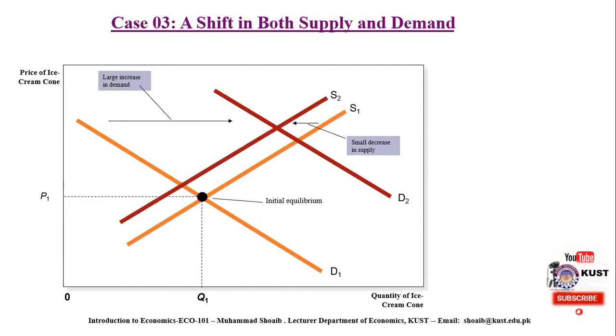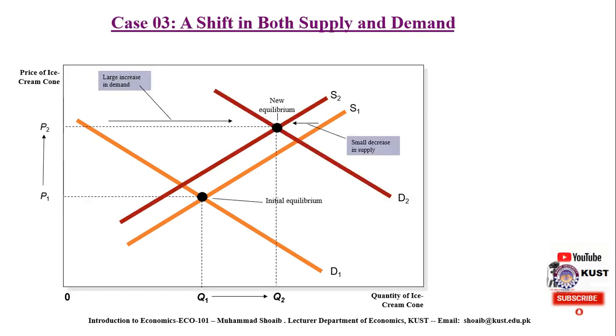Suppose a larger increase in the demand has occurred. We were initially at the initial equilibrium position, and the demand curve shifts from D1 to D2, and at the same time the supply curve also shifts from S1 to S2. The decrease in the supply is smaller as compared to the increase in the demand. So what will happen? The equilibrium price will increase from P1 to P2, while the equilibrium quantity will also increase from Q1 to Q2.